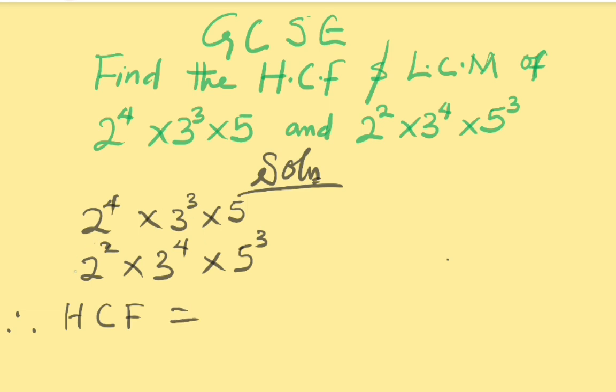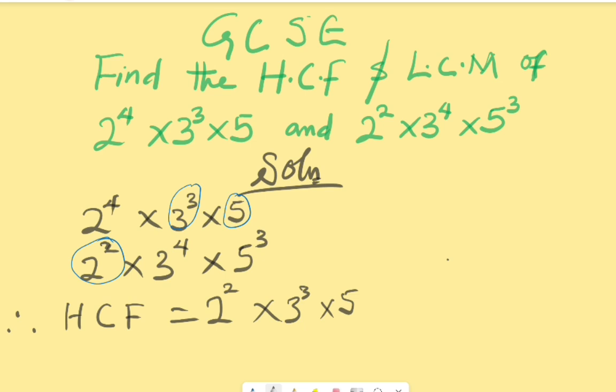Here is where we have the smallest number of 2, which is this. So we write it out, 2 raised to the power of 2 times, we consider 3. Where do we have the smallest number of 3? We have the smallest number of 3 here. The power of 3 here is 3, while here it is 4. Then we pick 3 raised to the power of 3. Then we look for where we have the smallest number of 5, which is here. Then we write times 5.